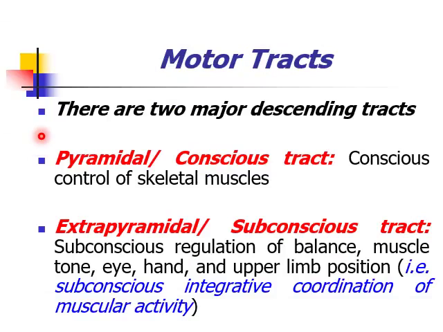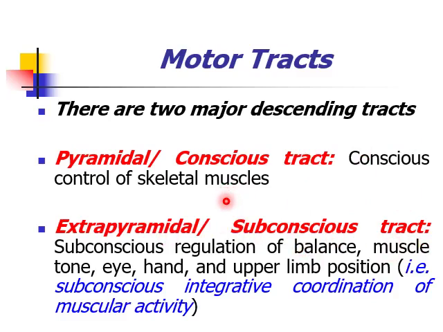The motor tracts execute their function by delivering the motor signal towards an effector organ through two main systems. A pyramidal or a conscious tract, giving us a conscious control over our skeletal muscles, and an extrapyramidal tract, a subconscious tract, giving us regulation upon these muscles.